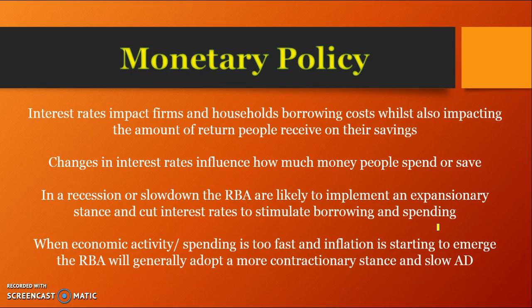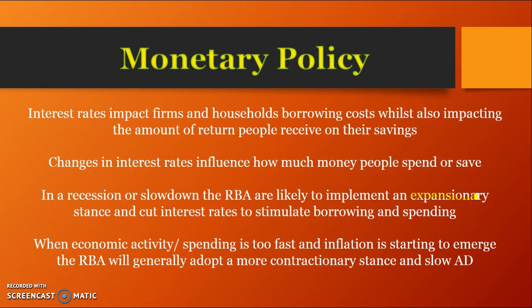In a recession, when the economy is growing poorly and we need to increase economic activity, the RBA will implement an expansionary monetary stance and try and cut interest rates so that people will borrow and spend more. When economic activity is too fast and inflation is starting to emerge, the RBA will adopt a contractionary stance. They'll raise interest rates, and then people will prefer to save.